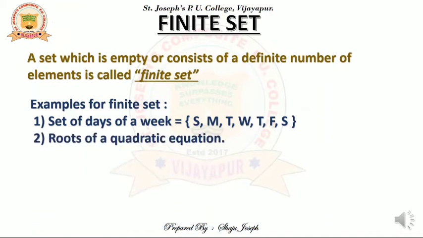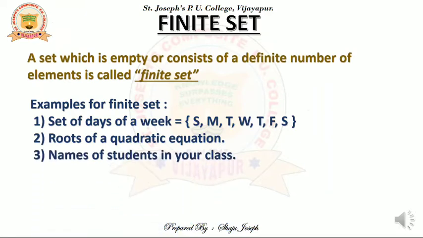set. Roots of a quadratic equation. See, roots of a quadratic equation can be either a single root or two roots. A maximum of 2 roots, not more than that. So definitely you can say it consists of 1 or 2 roots. Then it is called a finite set.